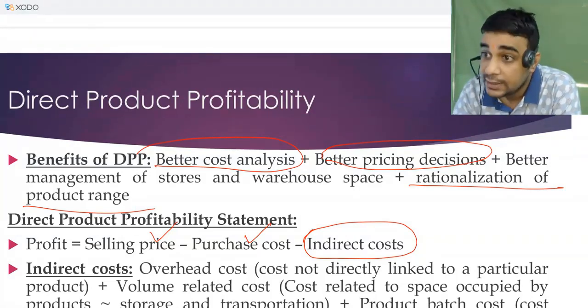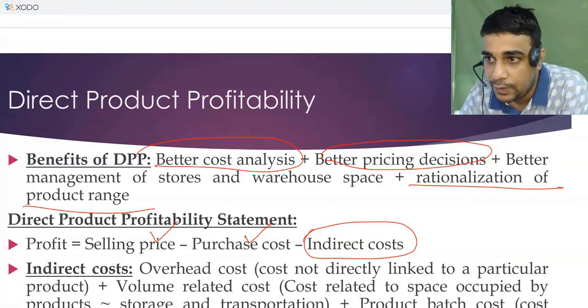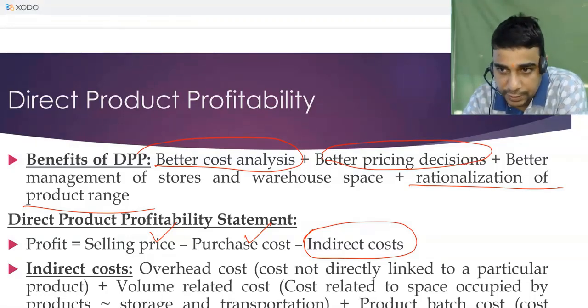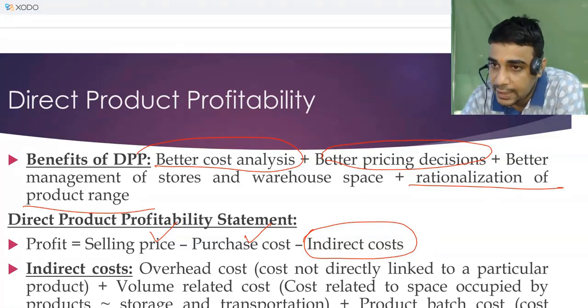These fixed costs, you'll have to find out a driver. Once you find out a driver, you will be in a position to find the relevant cost per unit. See, all fixed costs are not irrelevant. All fixed costs are not irrelevant unless you are not able to find out a proper driver and able to establish a relationship. There is a problem. Else, once you establish a relationship, they can become a relevant cost.